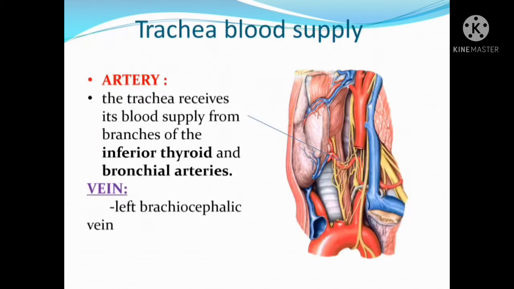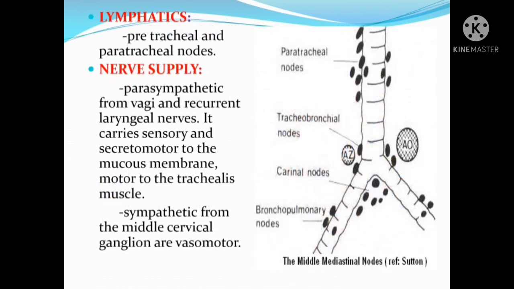Coming to the blood supply, the trachea receives its blood supply from branches of the inferior thyroid artery in the neck and bronchial artery in the thorax. The venous drainage is by the left brachiocephalic vein. The lymphatics drain to the pretracheal and paratracheal groups of lymph nodes. The nerve supply is parasympathetic from the vagus and recurrent laryngeal nerves.